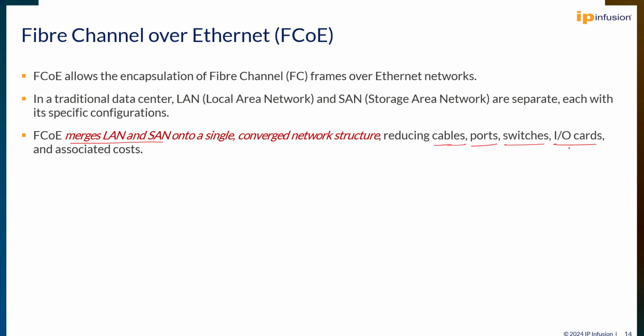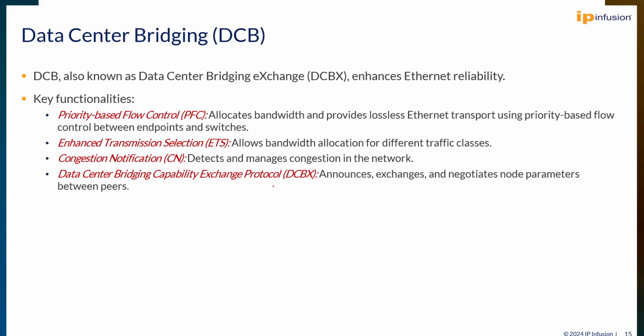And the number of I/O cards, we have converged network adapters, which we call CNAs, which is a kind of network adapter as a matter of fact, but at the same time we can manage LAN and SAN cabling on this. And in the end we are going to reduce the amount of money that we have to pay in our network, and of course the complexity of the network is going to reduce as well. So these are the benefits that we are going to have.